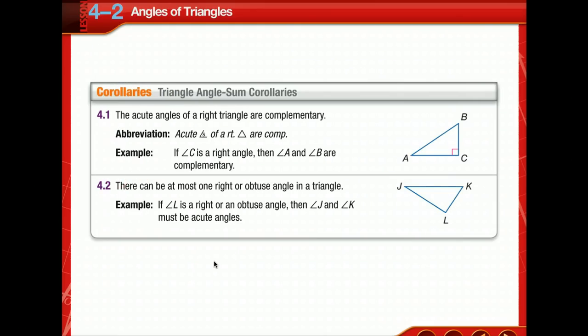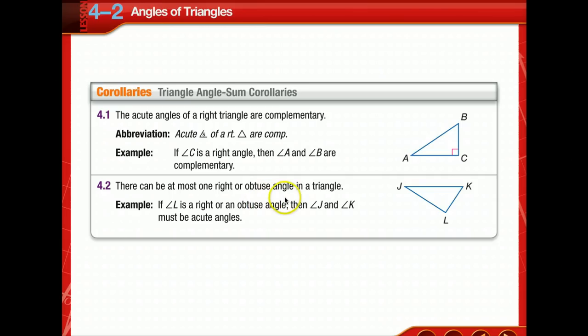Now, a corollary is a theorem with a proof that follows as a direct result of another theorem. So as with a theorem, a corollary can be used as a reason in a proof. The corollary shown on the screen follows directly from the triangle angle sum theorem. So this says acute angles of a right triangle are complementary. Would that be right? If they're all equal to 180 and we've got a right triangle, 90, this says these two together are equal to 90. Does that make sense? Why, yes it does.